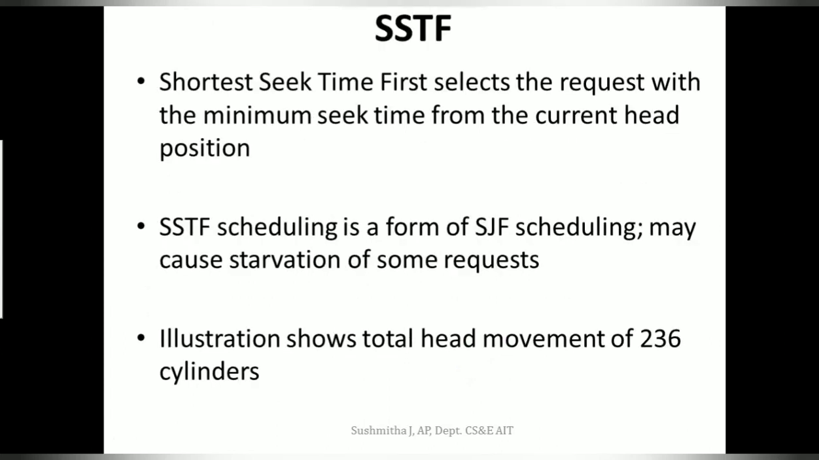The next algorithm we have is the shortest seek time first, that is SSTF. This algorithm will select the request with minimum seek time from the current head position. If the position is at 53, from the queue it will look for the request that is closer to 53.